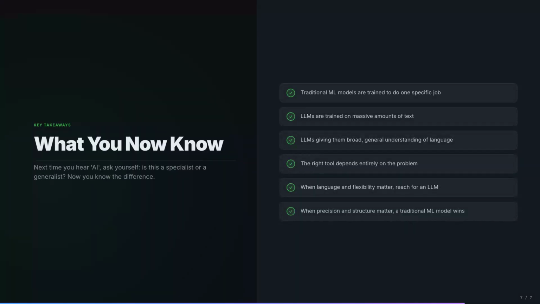Let us wrap this up. Traditional ML models are trained to do one specific job with structured data, fast, cheap, and accurate. LLMs are trained on massive amounts of text, giving them broad, general understanding of language. Neither is universally better. The right tool depends entirely on the problem you are solving. When language and flexibility matter, reach for an LLM. When precision and structure matter, a traditional ML model wins every time.